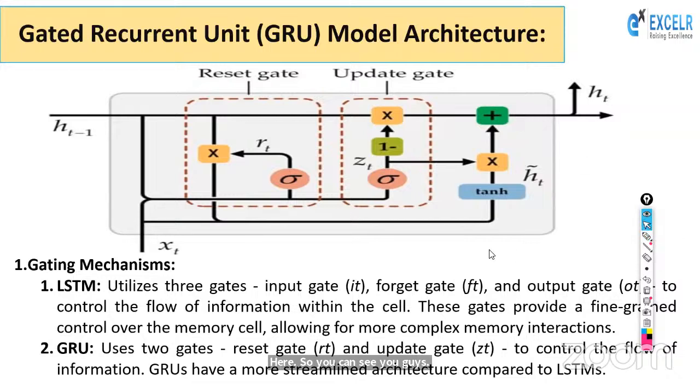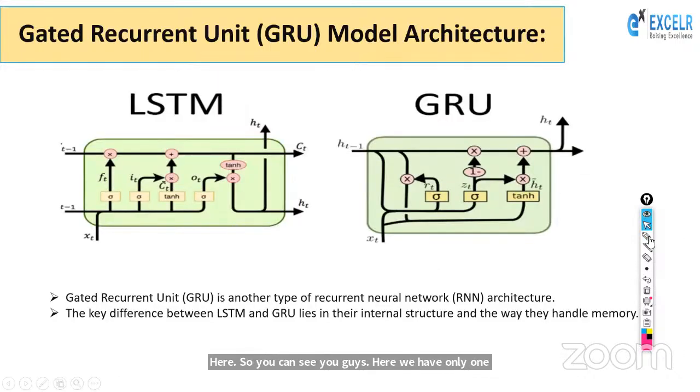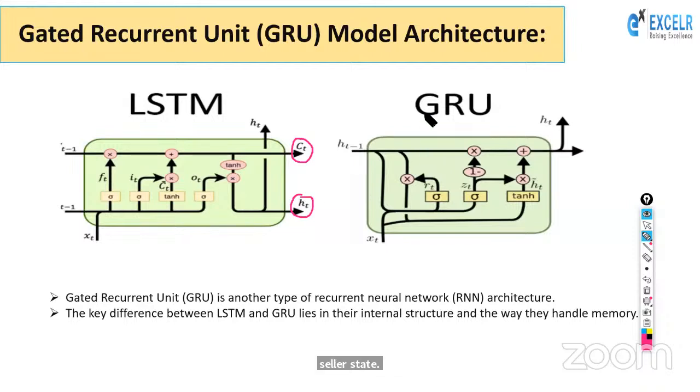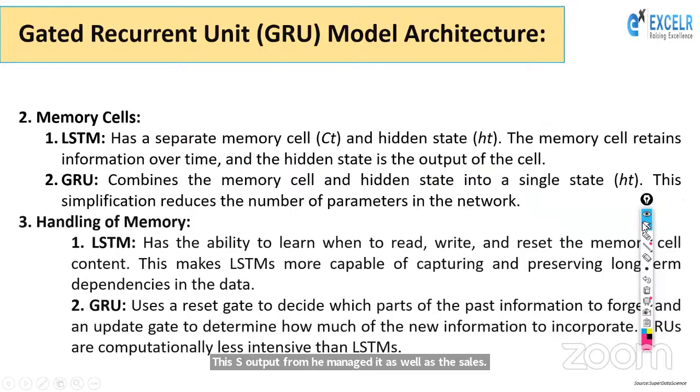Let me just show you this particular diagram. In case of an LSTM, we have two outputs. One is a cell state, another one is a hidden state. In case of a GRU, it combines these two outputs into a single output called HT. So this HT contains output from the hidden state as well as the cell state, right? So this is something with respect to the memory cell.